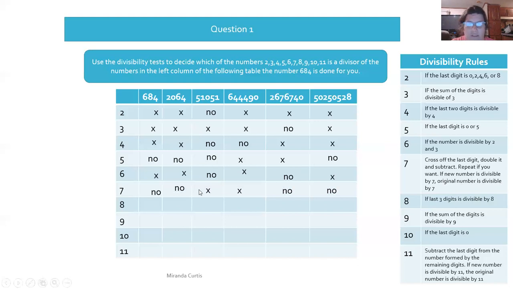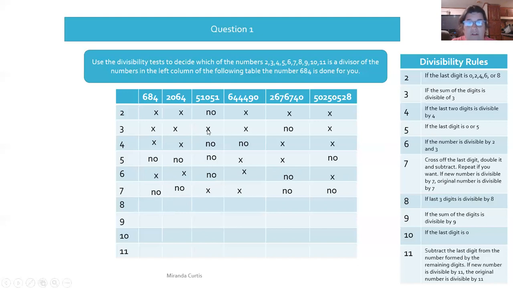There were a lot of no's in there. Okay, so we looked at this one right here. It's not divisible by 7. We did what the rule said, and it did not pan out. So nope. Then we look at this one right here. Again, this one didn't pan out either, so we got a no.